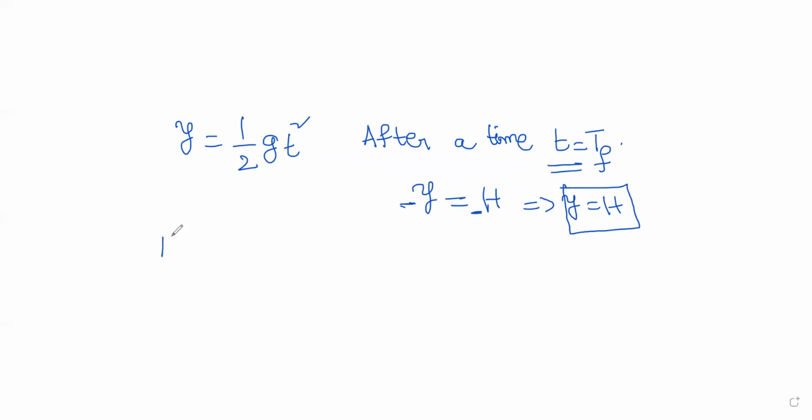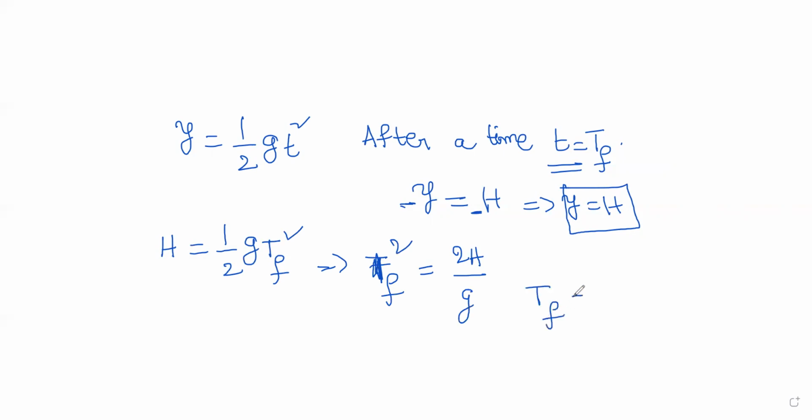Let's substitute that. So it becomes h is equal to half g tf square, where tf is the time of flight. So tf happens to be something like this: tf square is 2h by g, and tf happens to be the square root of 2h by g. Fine, this is what we got, and this is the calculation for the time of flight.